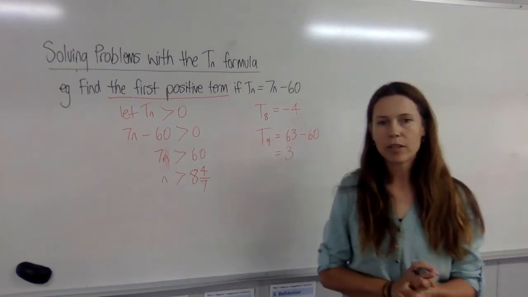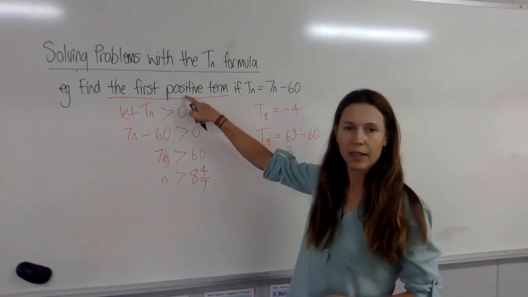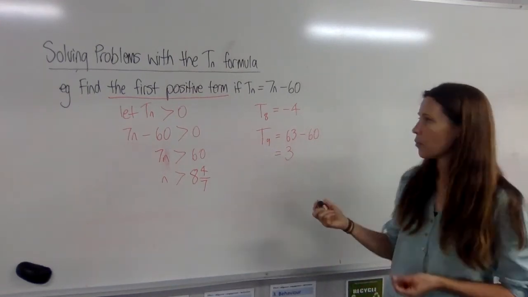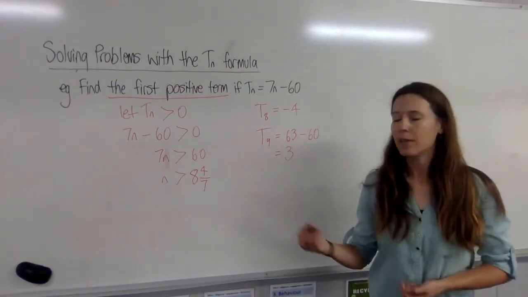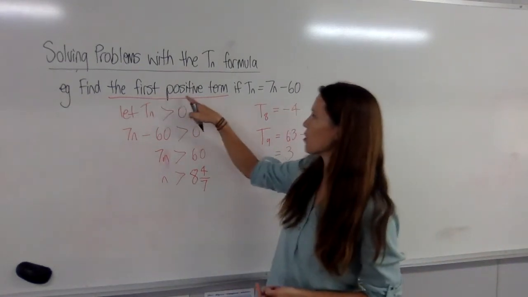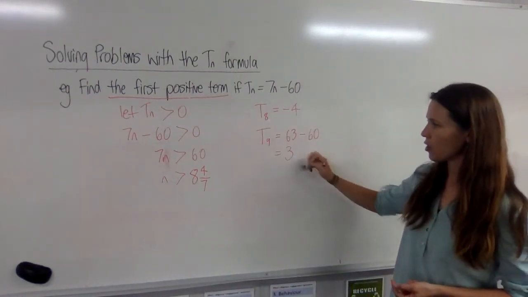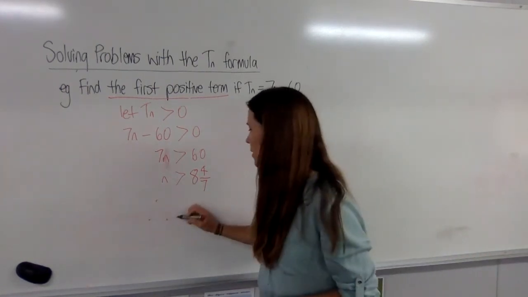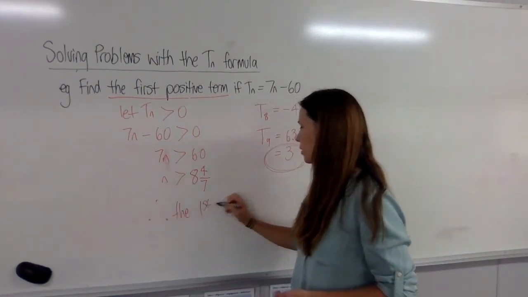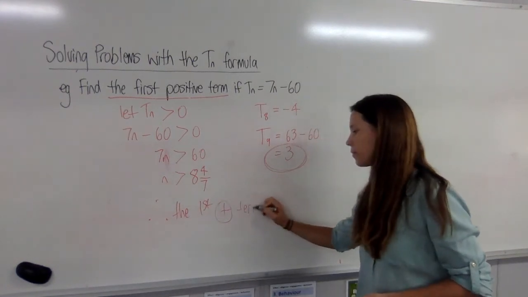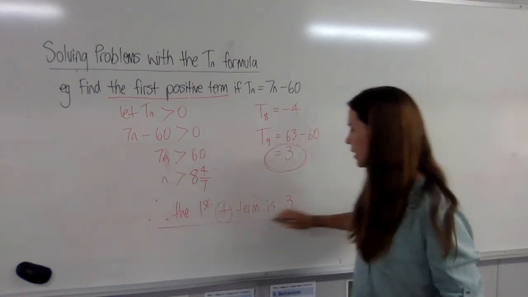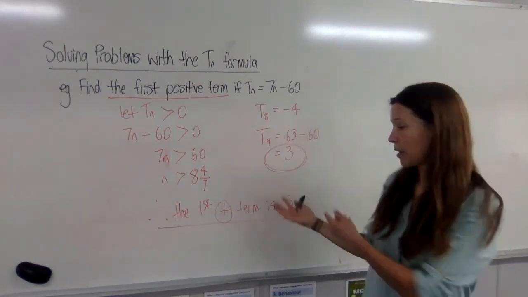So to answer the question, just be really careful to go back and check what they've actually asked. They haven't said which term, in which case you might say the 9th term. They've said find the first positive term. Well, the first positive term is the 9th term, but that term is 3. So I would say, therefore, the first positive term is 3. And a careful conclusion like that just makes it really clear that you've understood the question and you've actually answered it.